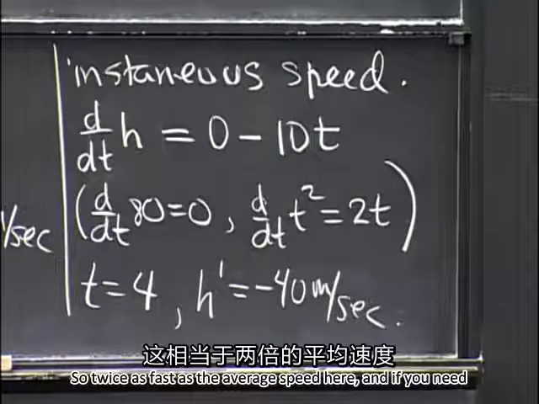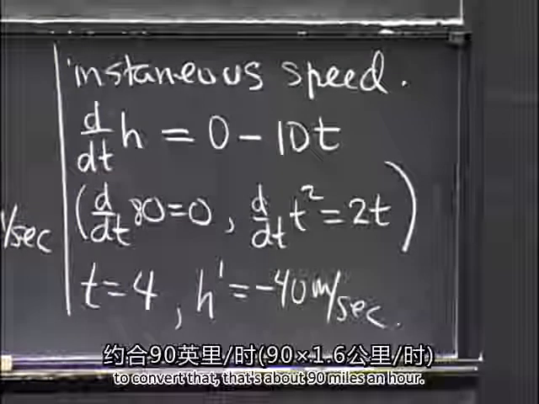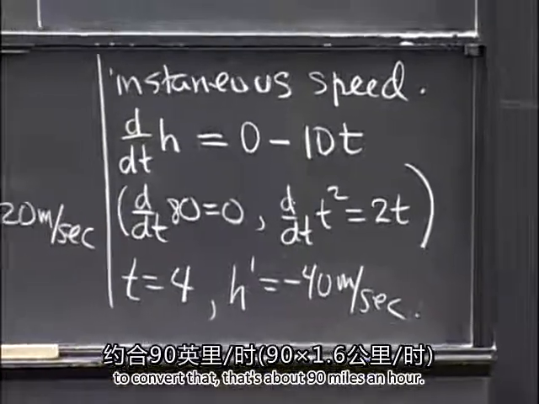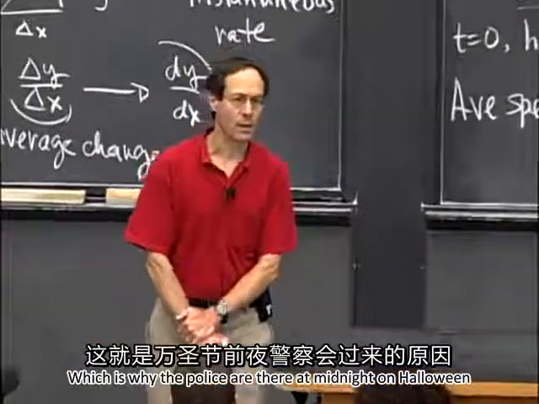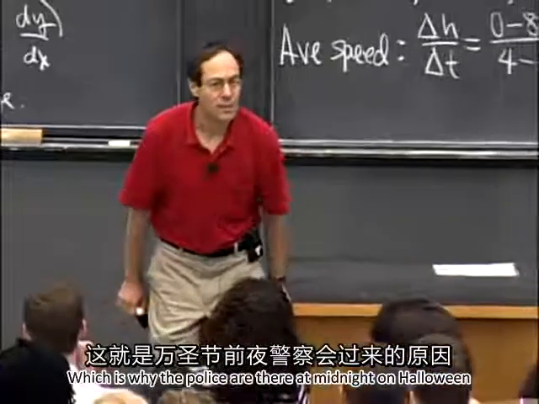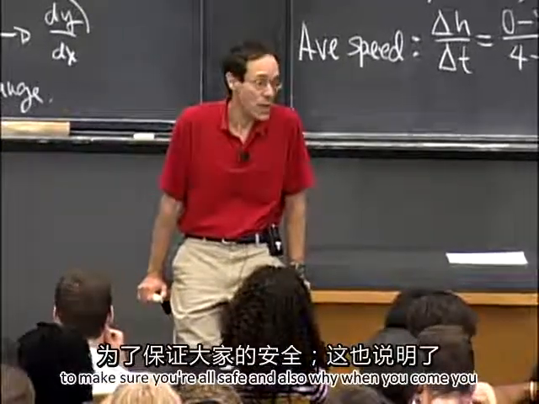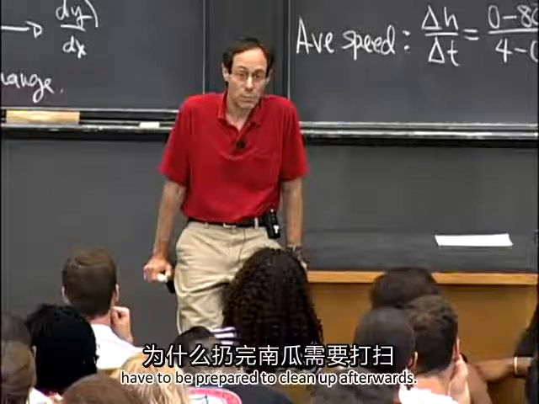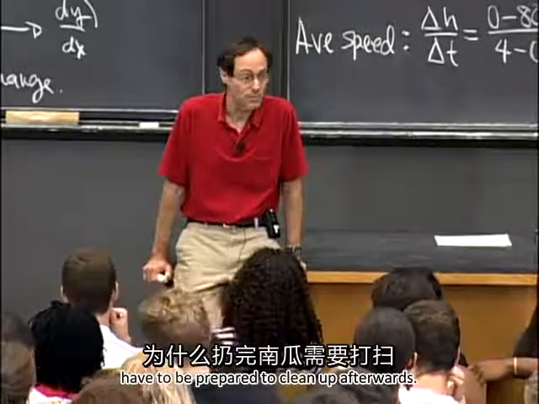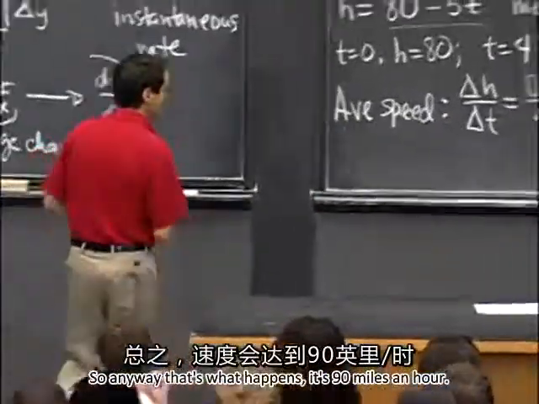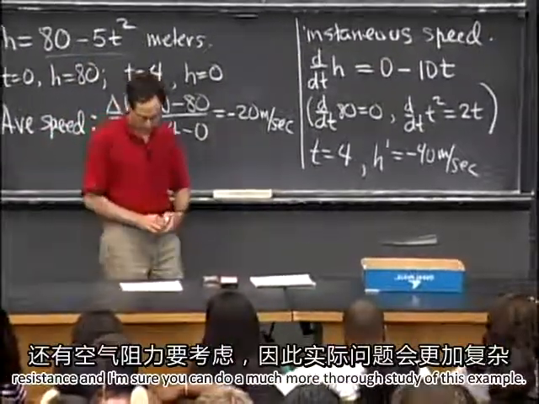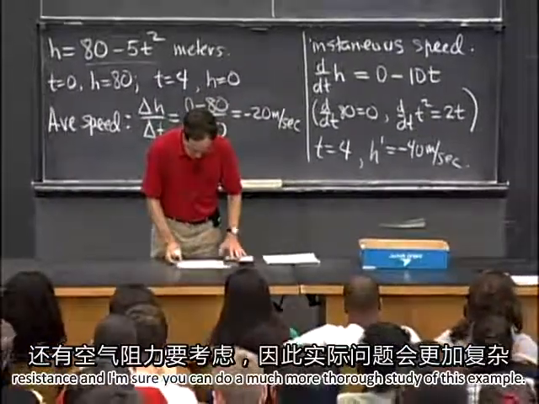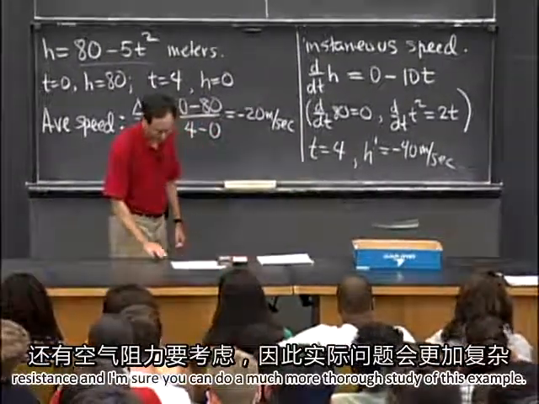So twice as fast as the average speed here. And if you need to convert that, that's about 90 miles an hour, which is why the police are there at midnight on Halloween to make sure you're all safe, and also why when you come you have to be prepared to clean up afterwards. So anyway, that's what happens. It's 90 miles an hour. It's actually, the building's a little taller, but there's air resistance, and I'm sure you can do a much more thorough study of this example.